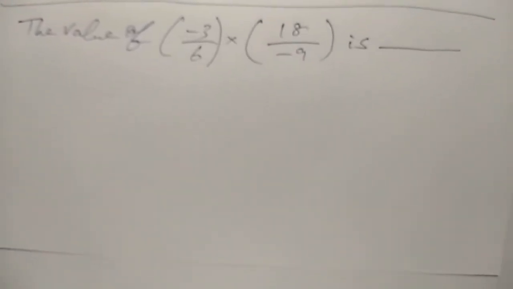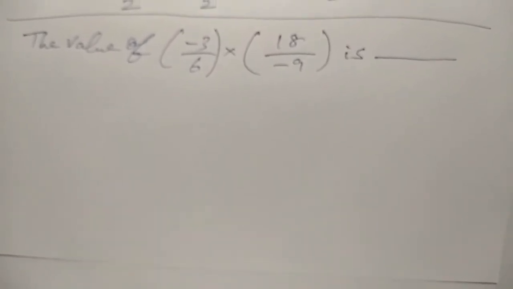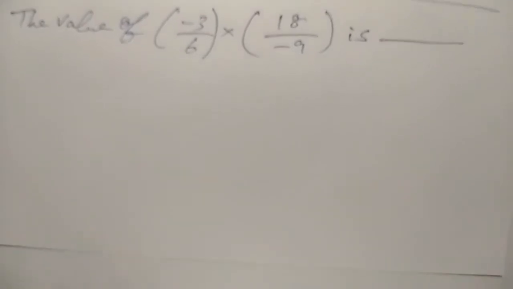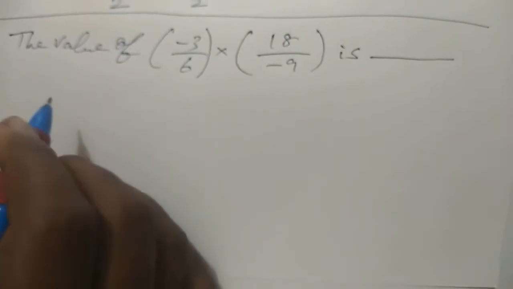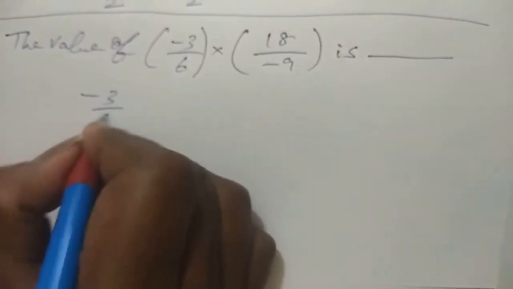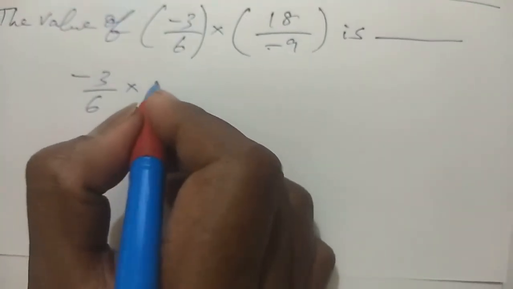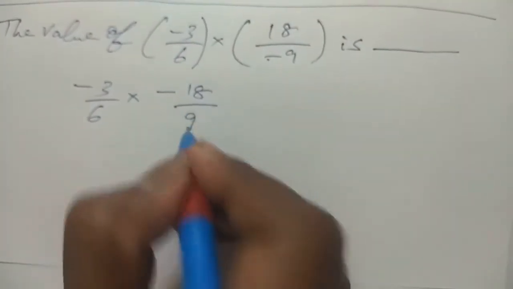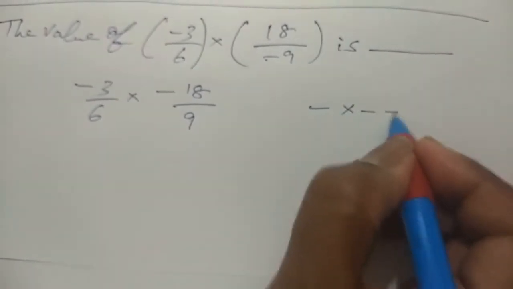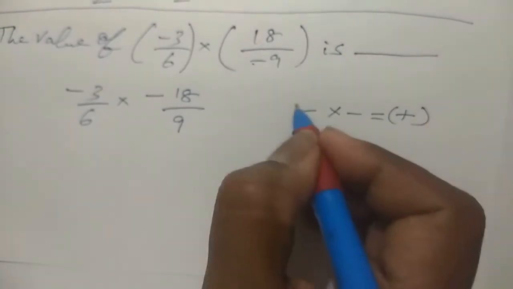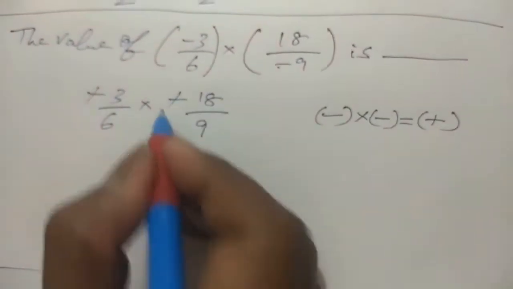Now we go inside exercise 1.2, first sum, second subdivision. This is a fill up. The value of minus 3 by 6 into 18 by minus 9 is dash. So here we have minus 3 by 6 into, we can shift this minus up to the numerator, so it is minus 18 by 9. So minus into minus will always be a plus, correct? You have to remember this: negative into negative will be a positive, so we can cancel even here itself.